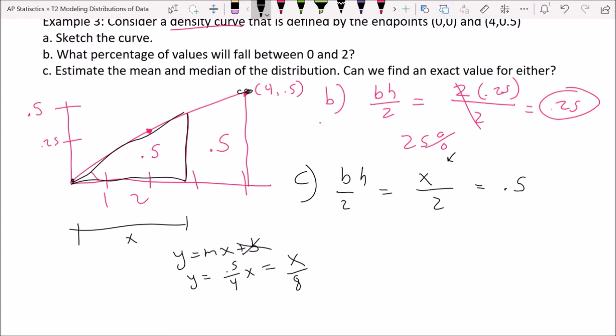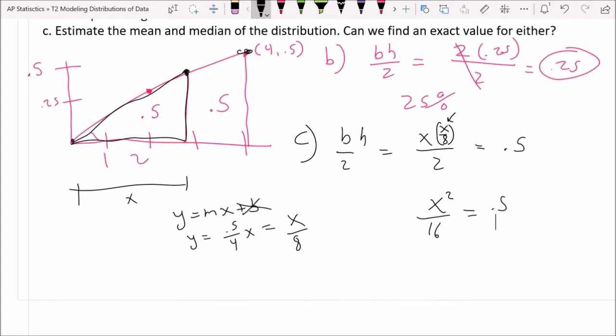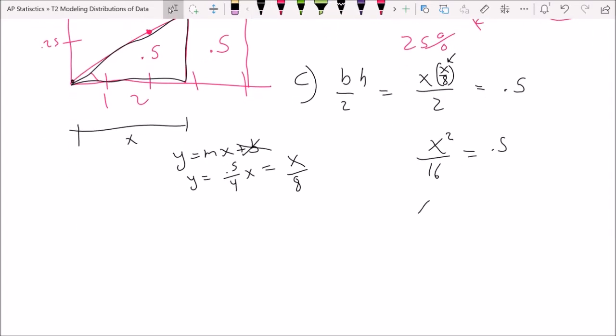So now, whatever the height of this is, it's going to be defined by the equation y equals x over 8. That'll be the height, so I'm going to write x over 8 right here. Let's simplify. This turns into x squared over 16 equals 0.5. Let's multiply both sides by 16, so we get x squared equals 8. Take a square root, and x is equal to 2.83.